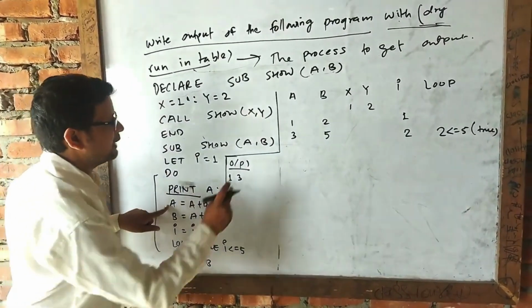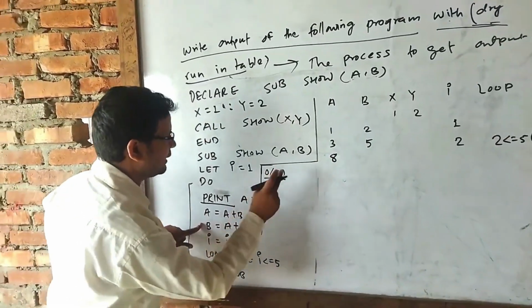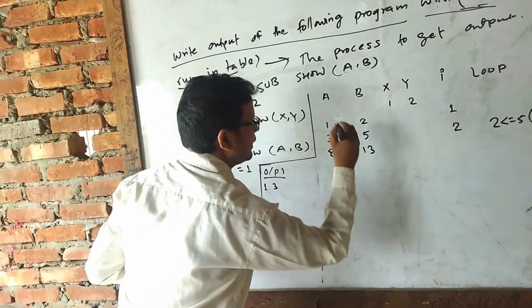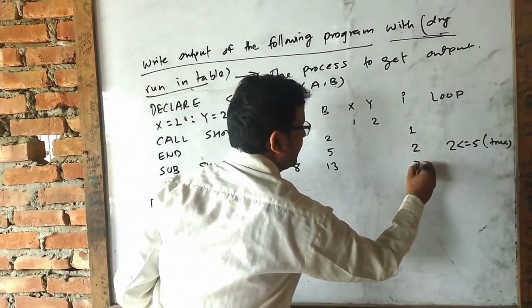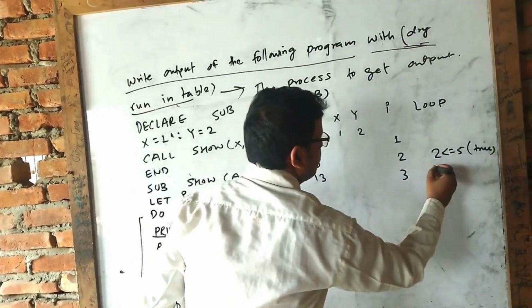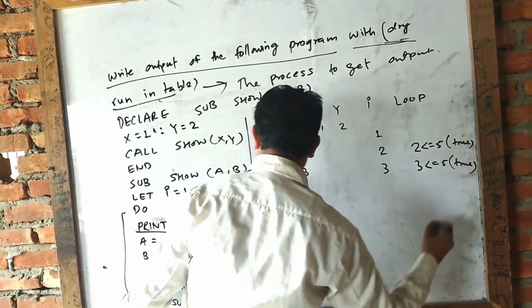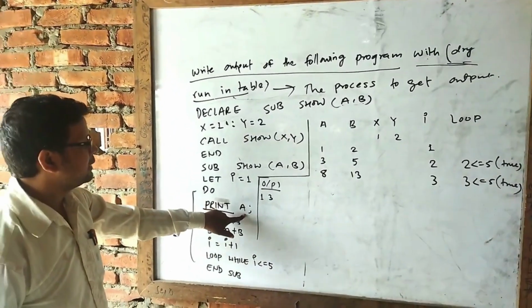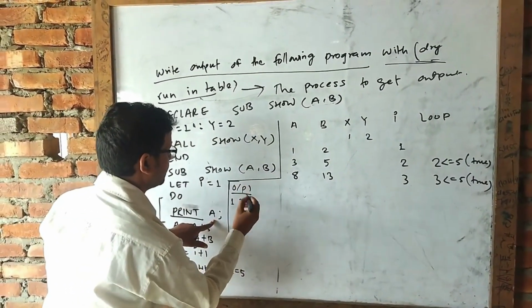Now the value of A is 3 plus 5, 8. And the value of B is 8 plus 5, that is 13. And here in the loop, 2 plus 1, 3. Then in the next loop, 3 is less than or equal to 5. It is also a true condition. Then the loop runs. Then again the print of A is what? 8. You get the value 8 from here.